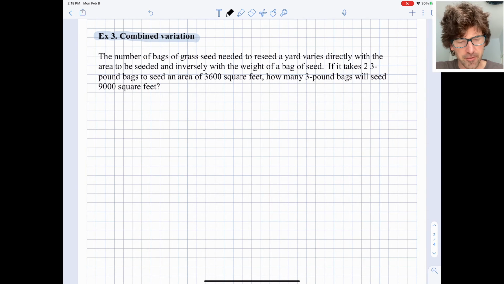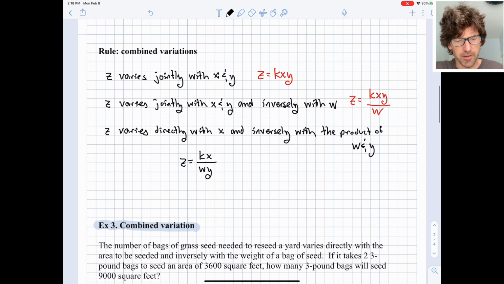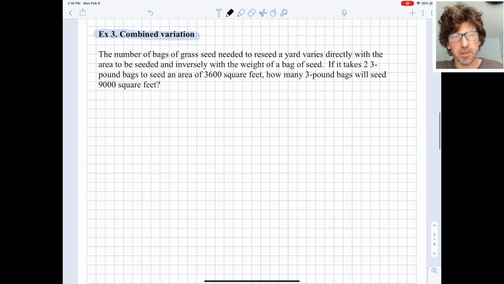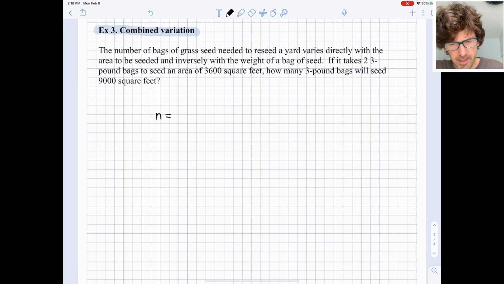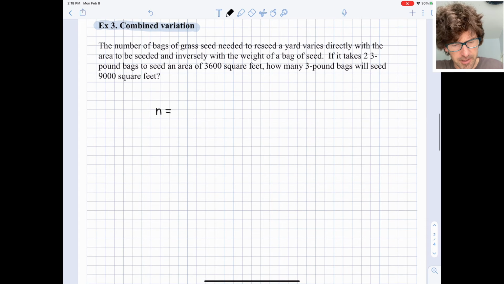If it takes 2 3-pound bags to seed an area of 3,600 square feet, how many 3-pound bags will seed 9,000 square feet? So let's write out a general form here, analogous to what we were just doing up here with the combined variations. And then we'll plug in some numbers and find our constant of variation here. So the number of bags of grass seeds, I'll do n for number of bags. It varies directly with the area, so we have a constant of variation here being multiplied by the area that we're working with, and it varies inversely with the weight. So weight will be on the bottom in this case, in the denominator.